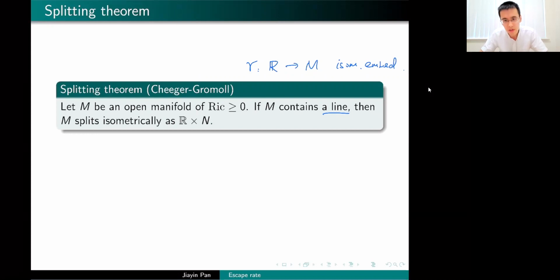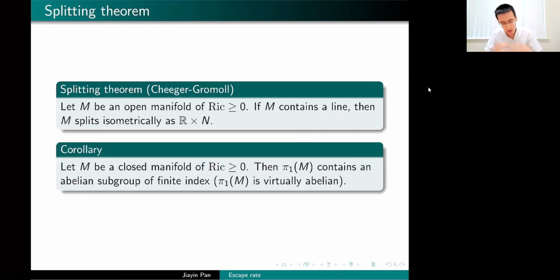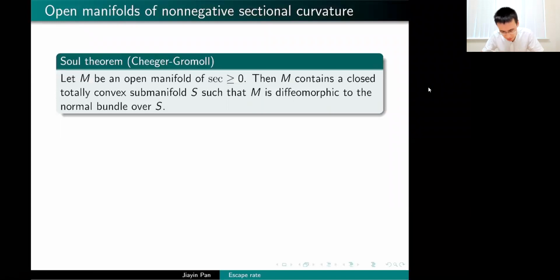This splitting theorem has a corollary on the structure of the fundamental group. If you have a closed manifold of non-negative Ricci curvature, then using the above splitting theorem, you can show that the fundamental group contains an abelian subgroup of finite index. Or we just say that pi_1(M) is virtually abelian for convenience. I'm going to talk about how this is proved later, but now we move on to open manifolds.